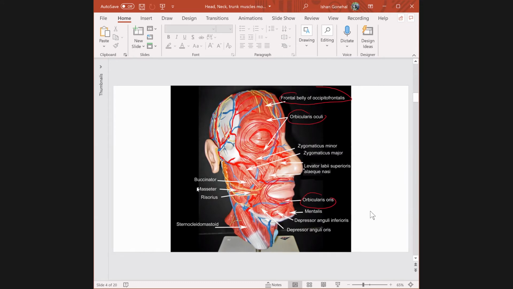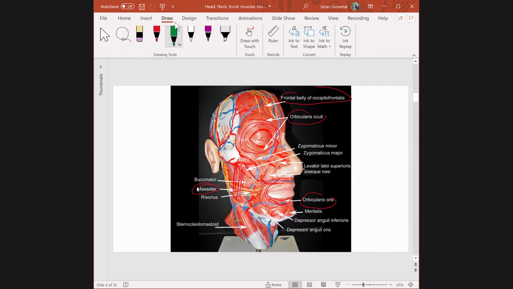Okay. Then masseter, the muscles that run parallel, are masseter. Underneath the masseter, you have lines going underneath it, which is buccinator. Okay. Those are the muscles we need to know. So we need to know orbicularis oculi, orbicularis oris, of course frontal belly, masseter, buccinator.